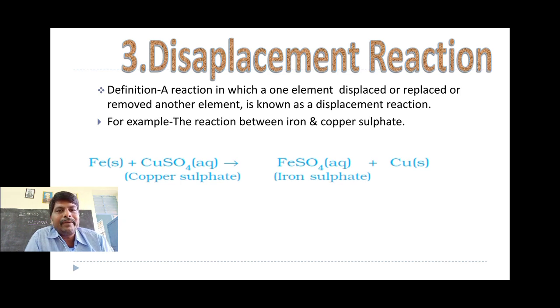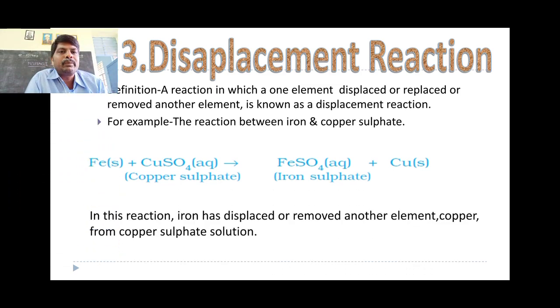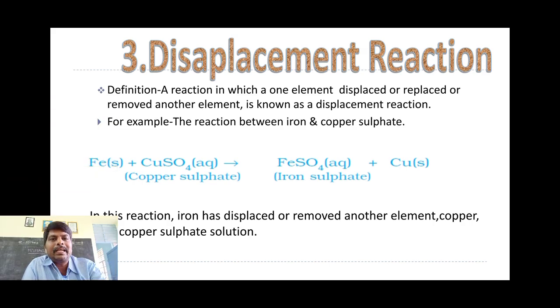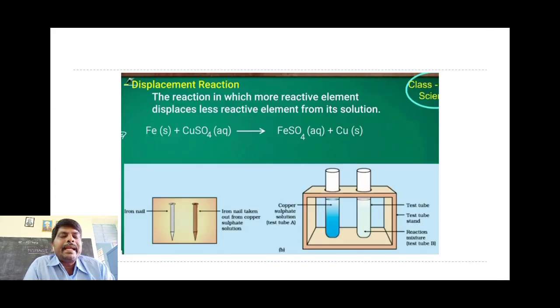In this activity, iron metal displaces copper from copper sulfate aqueous solution. It comes under displacement reaction. So the reaction in which a more reactive element displaces a less reactive element from its solution is called a displacement reaction.